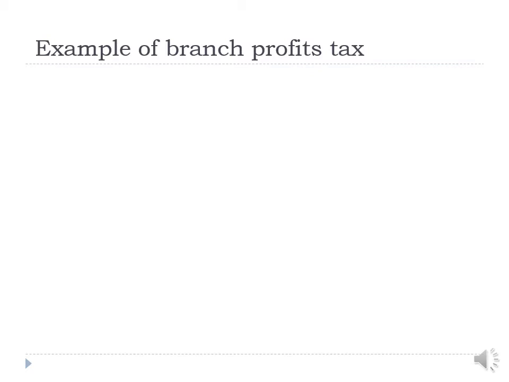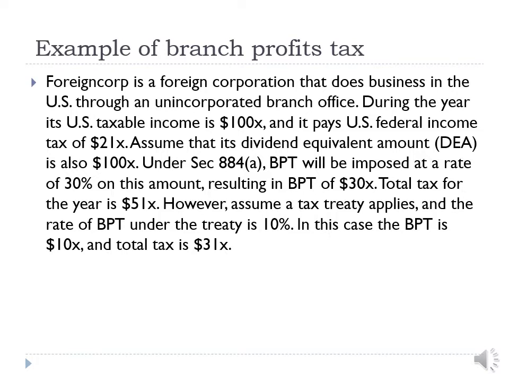Here's an example. Foreign Corp is a foreign corporation that does business in the United States through an unincorporated branch office. During the year, its U.S. taxable income is $100x, and it pays U.S. federal income tax of $21x. Assume that its dividend equivalent amount, or DEA, is also $100x. Under Section 884A, BPT will be imposed at a rate of 30% on this amount, resulting in a BPT of $30x. Total tax for the year is $51x, the regular tax plus the branch profits tax. However, assume a treaty applies, and the rate of branch profits tax under the treaty is 10%. In this case, the branch profits tax is $10x, and the total tax is $31x.